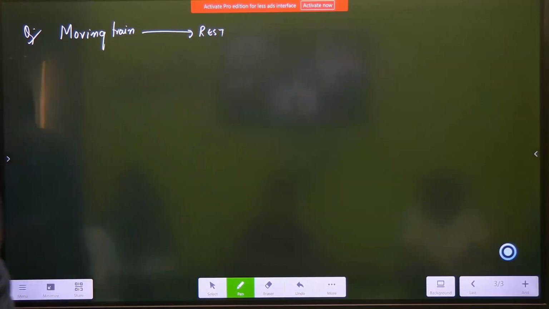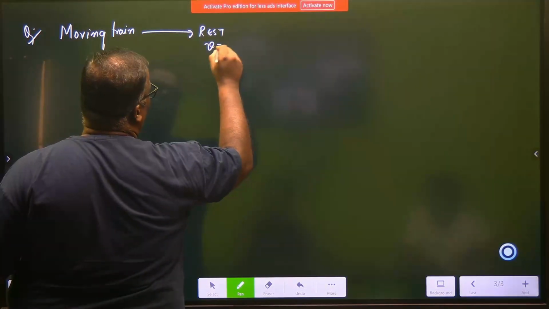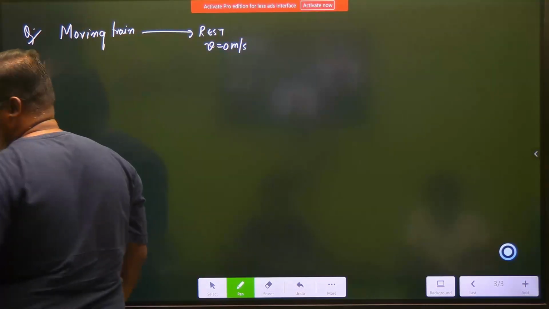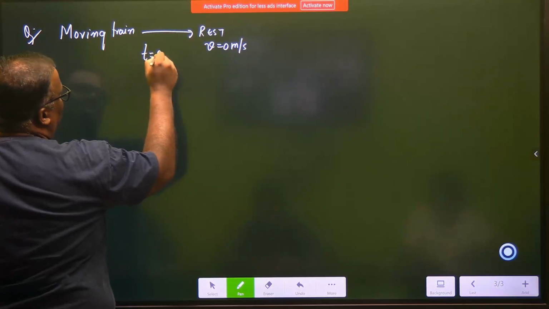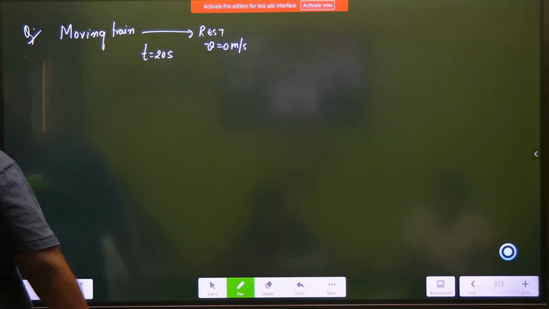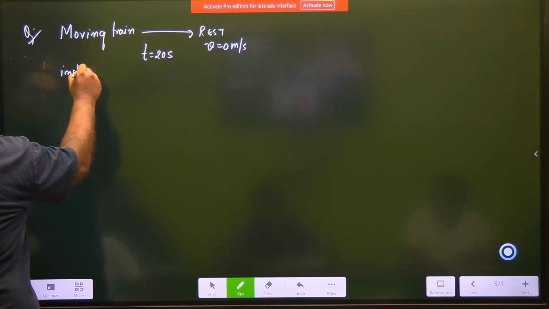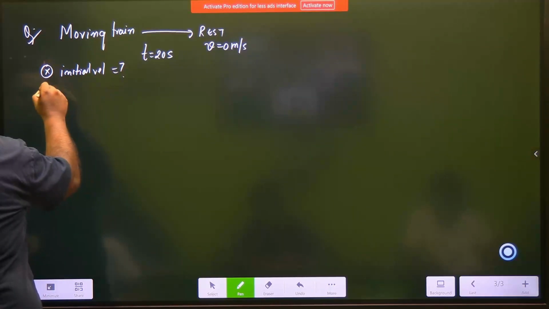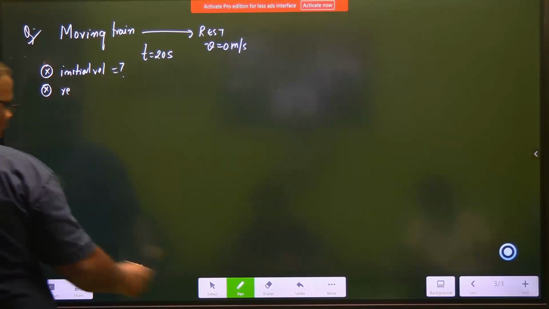Brake applied to it, right? Rest means, what do we infer from here? The final velocity becomes 0 meters per second. This is our understanding, okay? And this entire thing happened in t equal to 20 seconds. Brakes were applied and the train stopped. 20 seconds by applying brake. You need to find out the initial velocity.